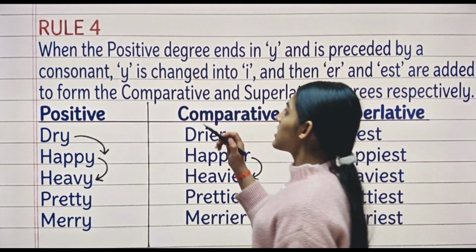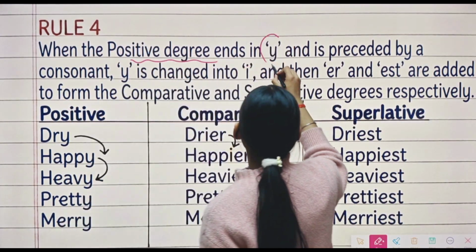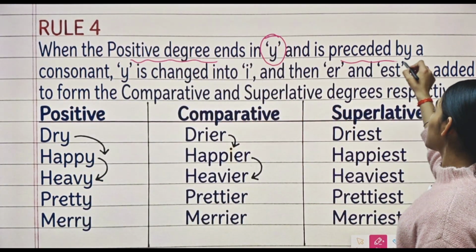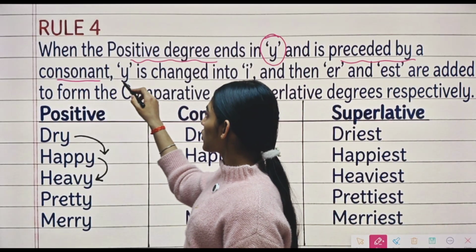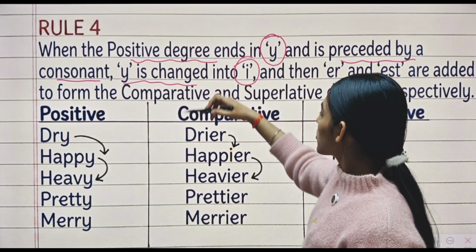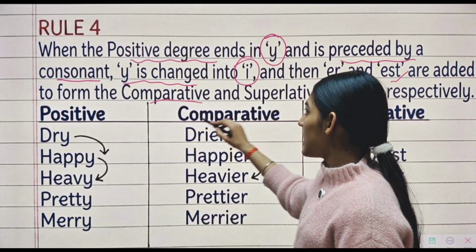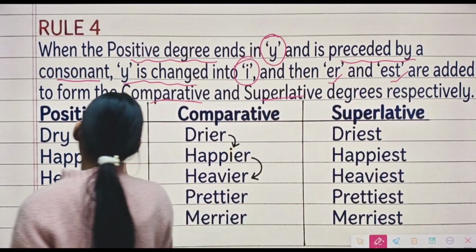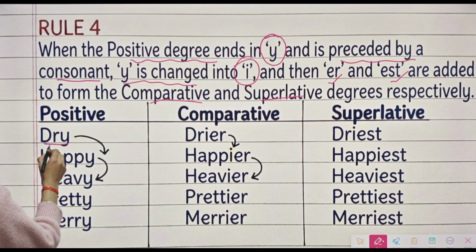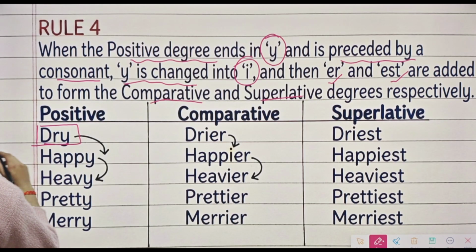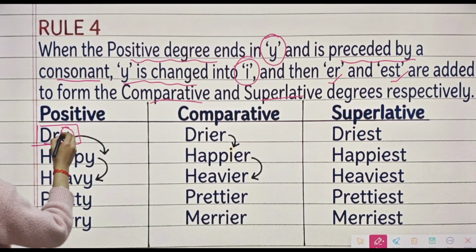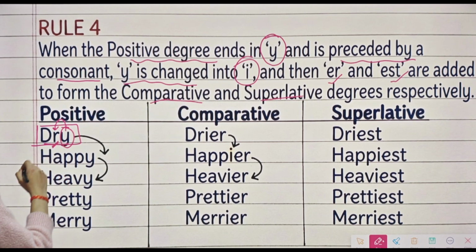Rule number 4 says when the positive degree ends with the consonant Y and is preceded by a consonant, here Y changes to I and we will add ER and EST to form the comparative and superlative. So let's see. In positive, we have this example, dry. Here the word is ending with Y and before that we have a consonant, not a vowel.